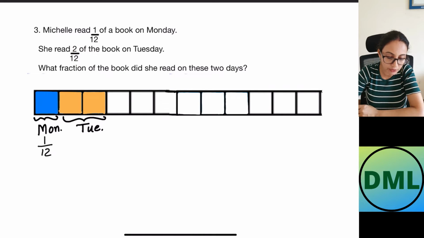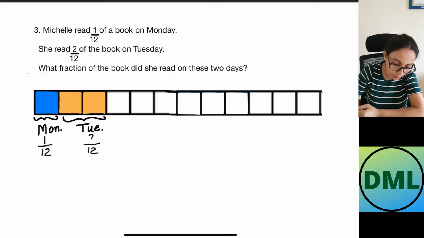She read 2/12 of the book on Tuesday. As you can see, 2 parts are shaded orange, which she read on Tuesday. Now I have to write this in the form of a fraction. How do I write it? Where should I write the 12? Because 12 are the total parts I have. Denominator, right? So 12 will be written in the denominator. What should I write in the numerator? 2, right? Because she read 2 parts. So I will write down 2 in the numerator.